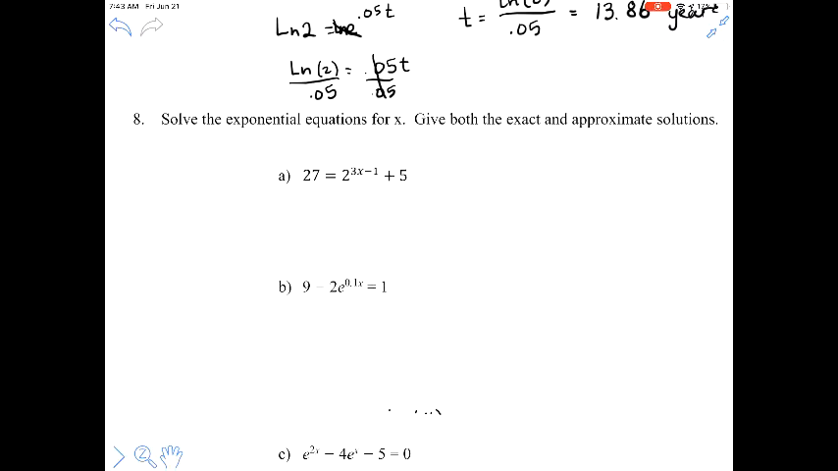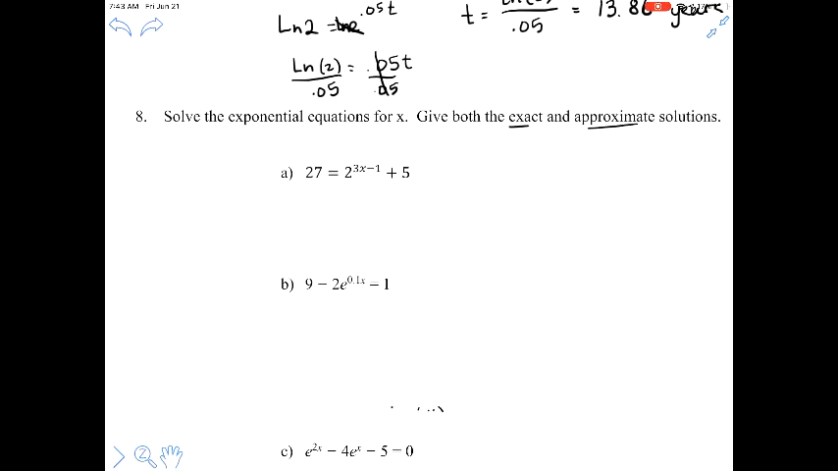Number 8, these are from section 4.5, solving exponential and logarithmic equations. And it wants the exact and approximate solutions. Exact means you leave your answer in the form of a logarithm. Approximate means you type it into a calculator, get a decimal. So we're solving for x. It's an exponent, which means we're going to have to cancel a base. But I can't cancel that base using a logarithm until that's the only term on that side of the equation. So I've got to isolate it by subtracting 5.